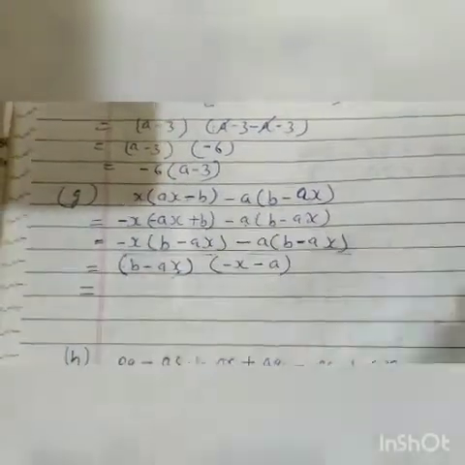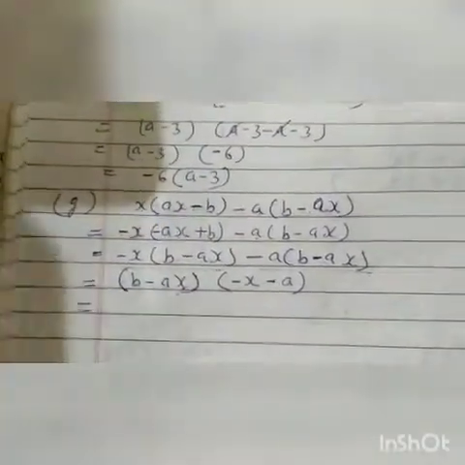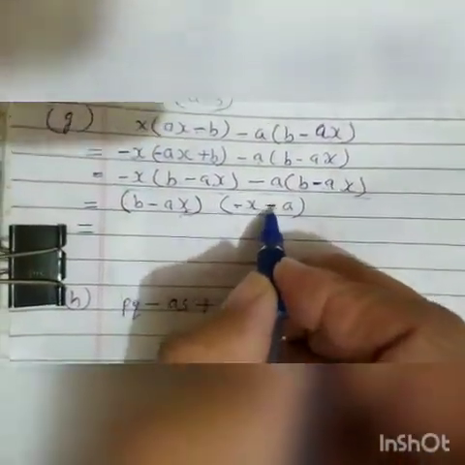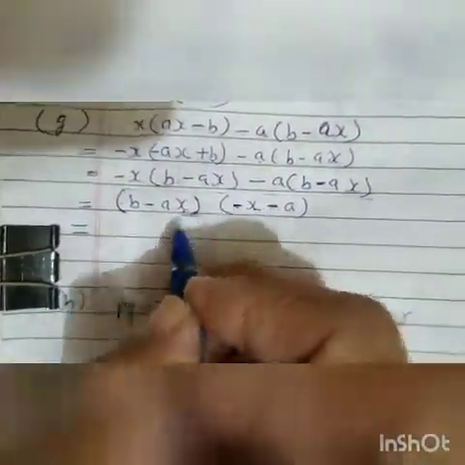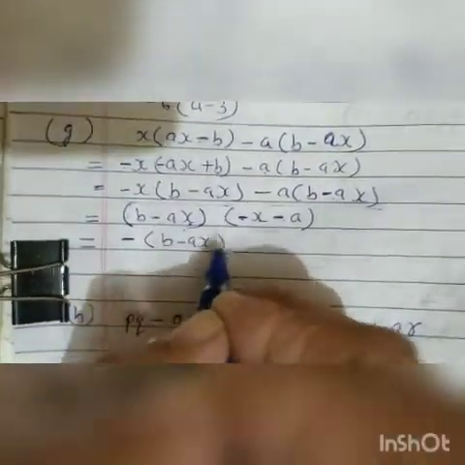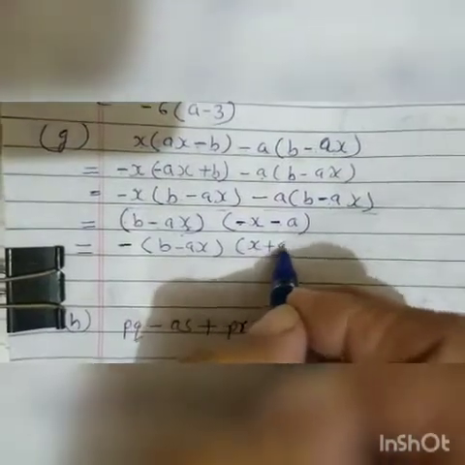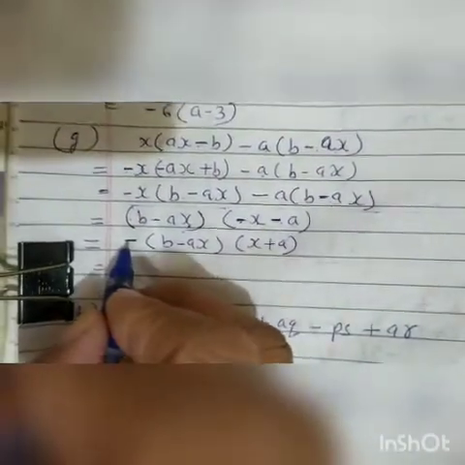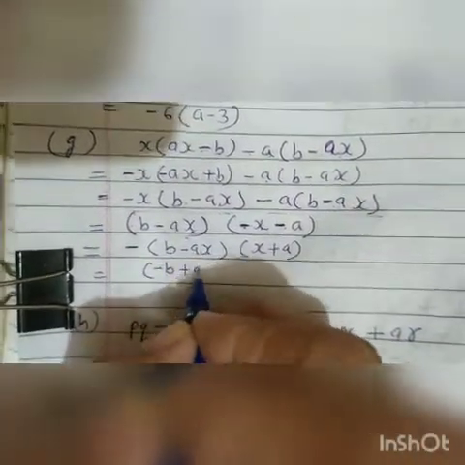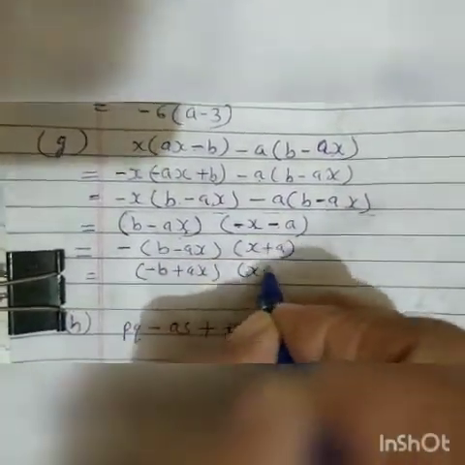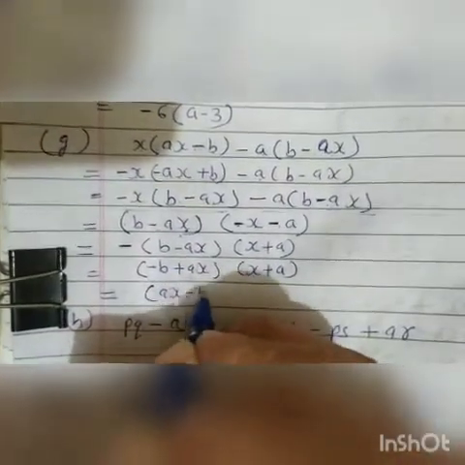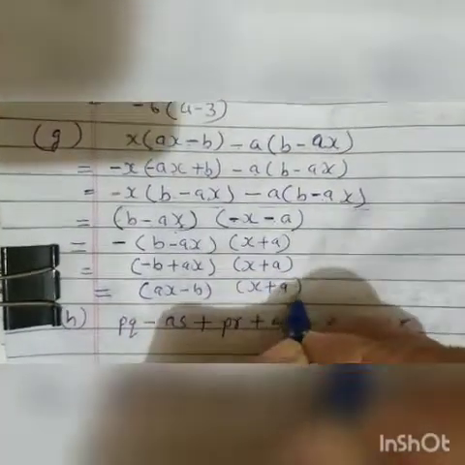Now it is minus x minus a. We will take this minus as common, so from here it is b minus ax, and this will become x plus a. Now if we use this minus for this bracket, it will become minus b plus ax. It will be written as (x + a)(b − ax) or (ax − b)(x + a).